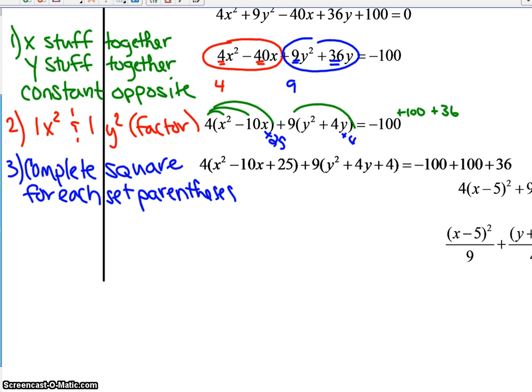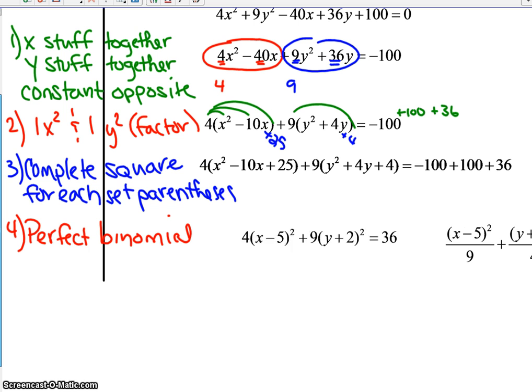So we're there, and now we want our binomials again like we did before. Our perfect binomials should be available. And again, if you remember, half of the 10 became that piece, the half of the 4 became that piece. Now, one of the things that should be able to happen now is I want to make my constant 1.